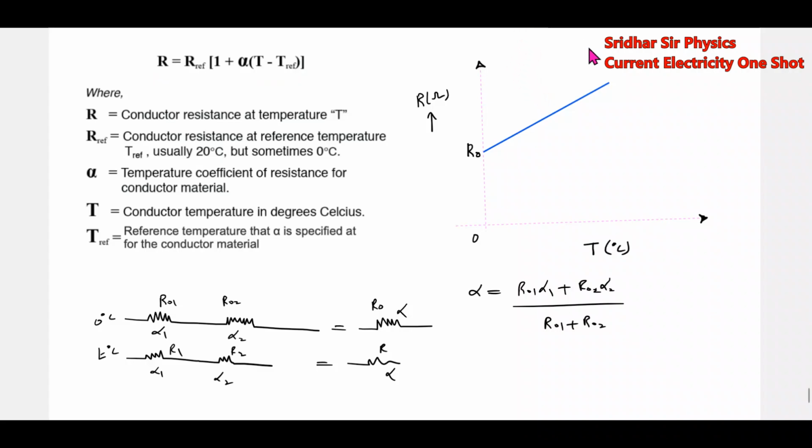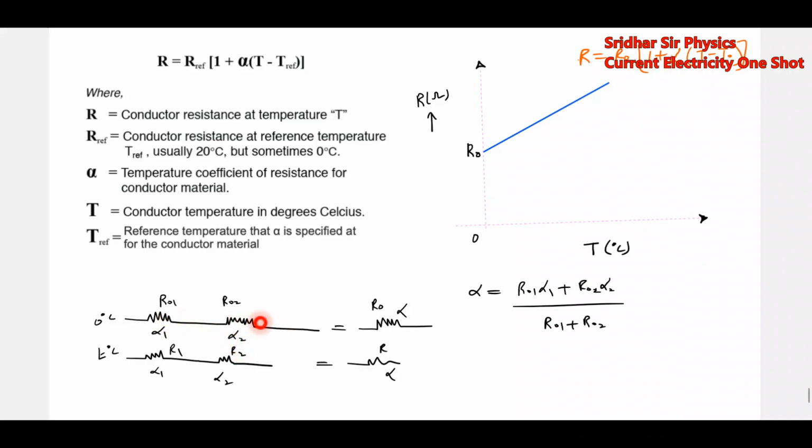So what is the basic formula for R? R equals R naught, 1 plus alpha, times temperature T minus T naught. This is the resistance at a temperature, where alpha is called the temperature coefficient of resistance for the conducting material. R naught is the reference resistance, T naught is the reference temperature, and T is the temperature of the conductor in degrees Celsius. And what is capital R? The resistance of the conductor at temperature T. Like this we define the resistance of a conductor, which varies with temperature.